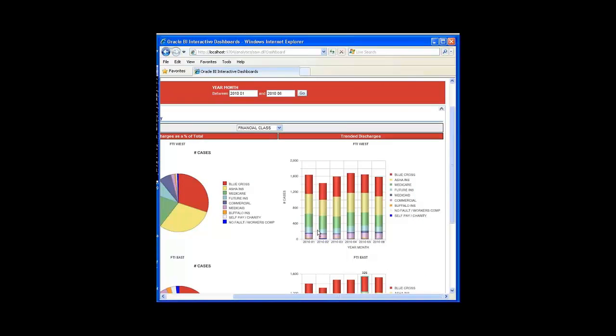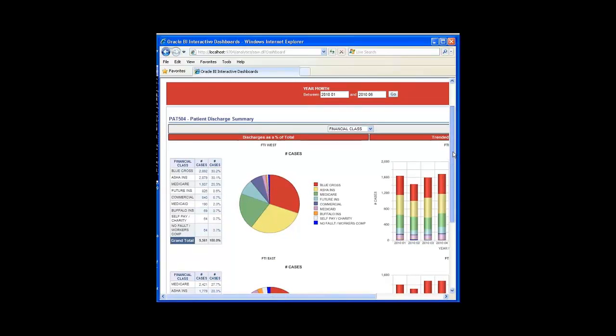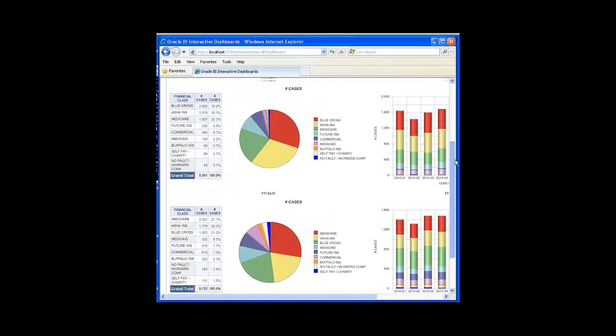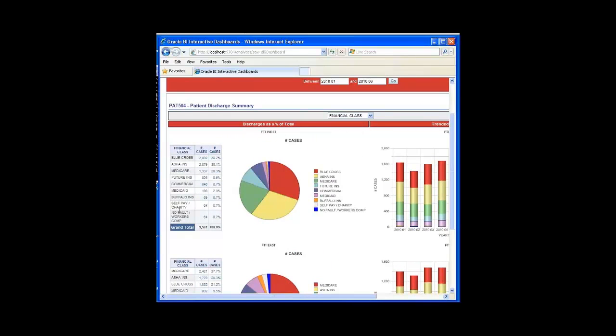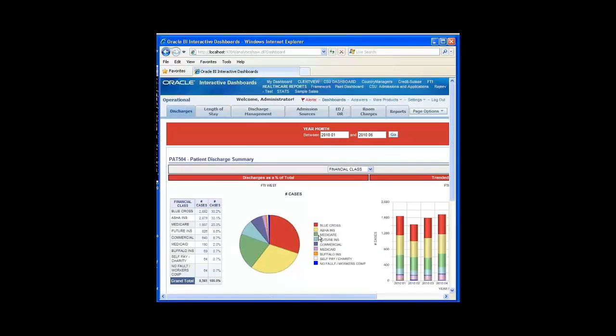Over to the right-hand side, though, I'm looking in terms of a trend over time. So as opposed to a window, I can see movement by month on the right-hand side to see whether or not I'm going up or down in terms of the number of commercial patients versus Medicare, et cetera. This is segmented by hospital. So at the top I have West, below that I have East. If, for instance, I want to understand what these 64 no-fault cases were, again, I'm a click away from doing that and drilling over to the patient-level detail from there.